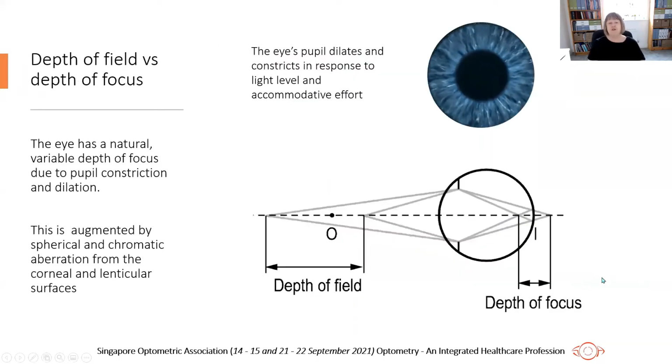So how do we achieve that in the eye? Well, the majority of the work is done by the pupil. It dilates and constricts in response to light level and accommodation. And it's helped out by the natural spherical and chromatic aberration from both surfaces of the cornea and both surfaces of the ocular lens. So if you have a small pupil, it extends the depth of focus, extending the depth of field, giving you the boardwalk effect. If you have a short depth of focus with a wide pupil, then you get a smaller depth of field. And that's how the eye manages this.